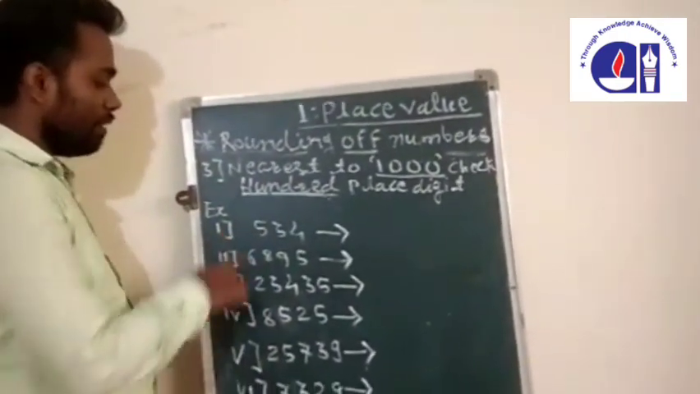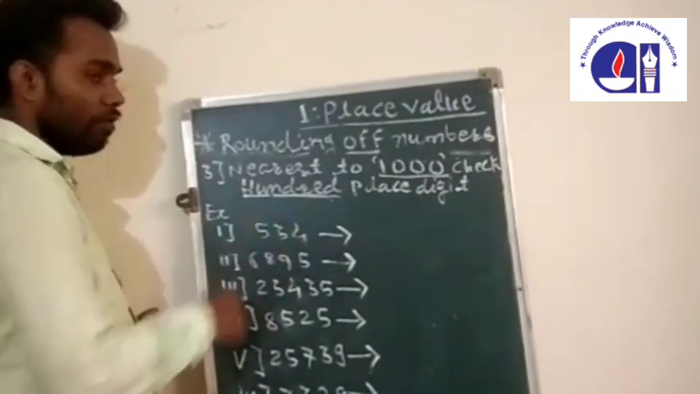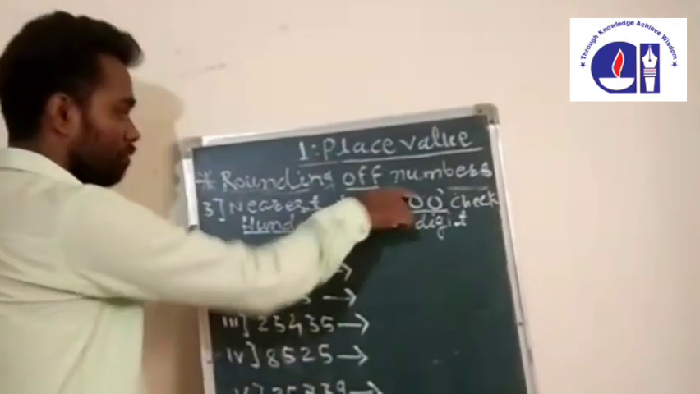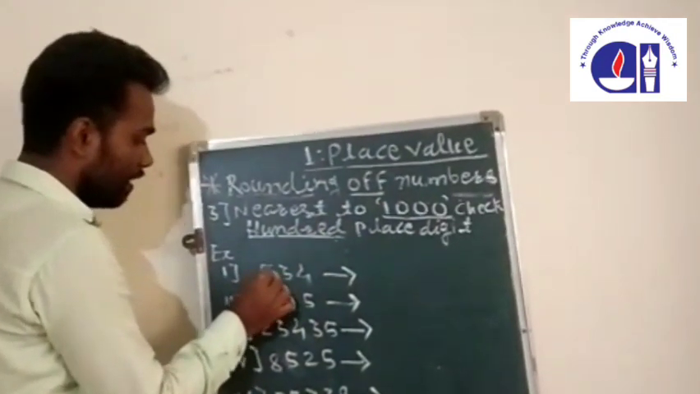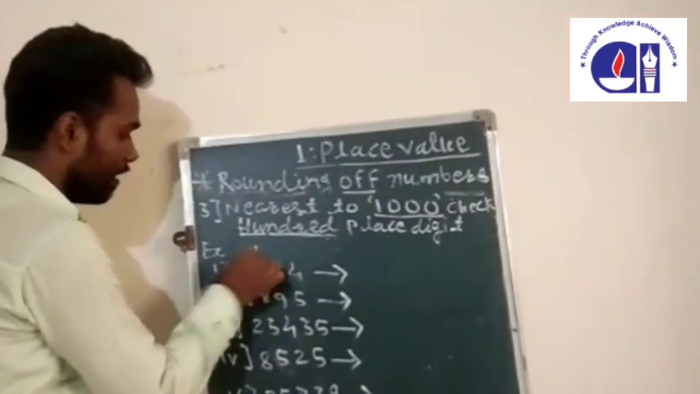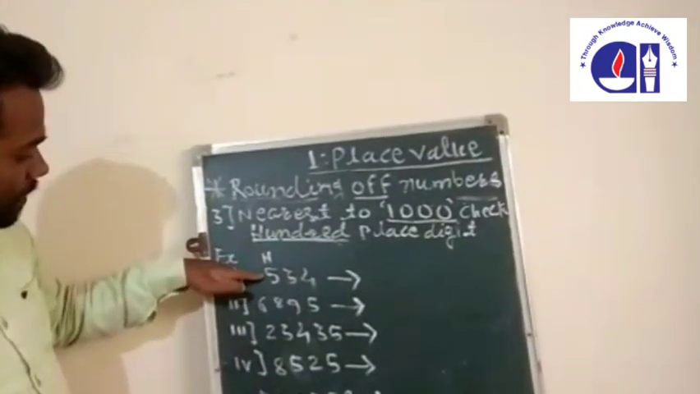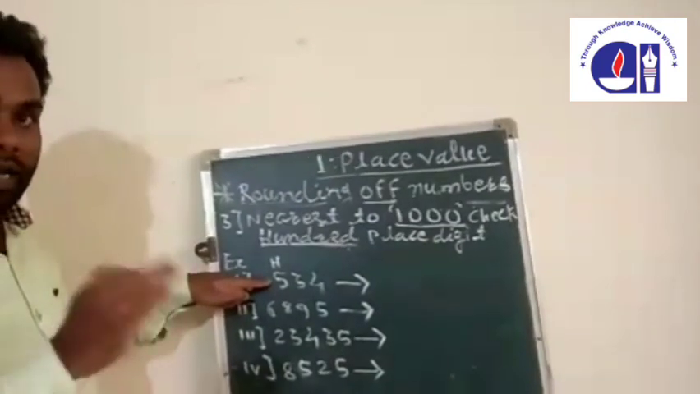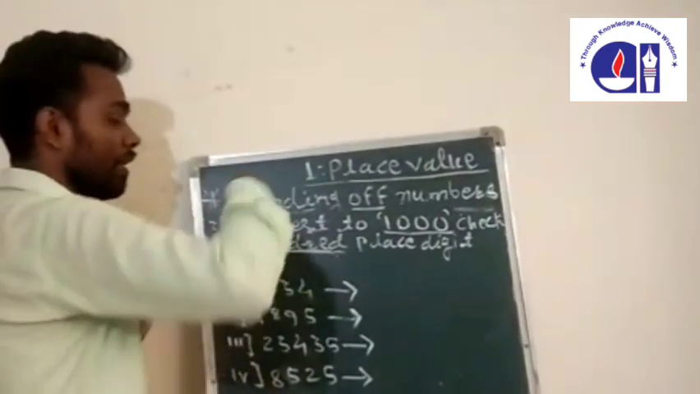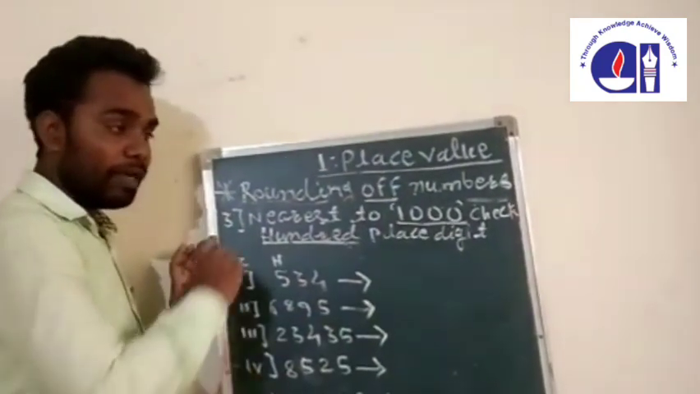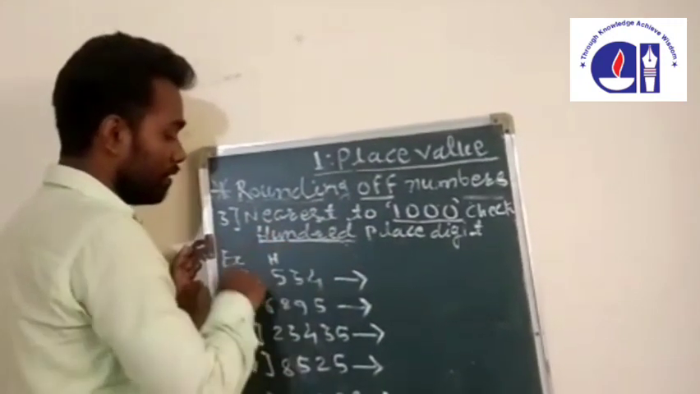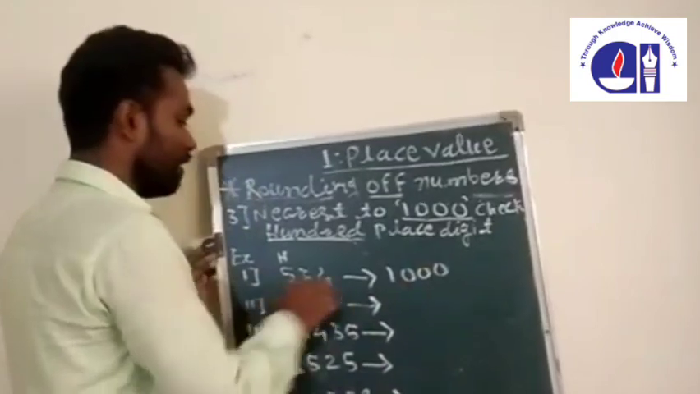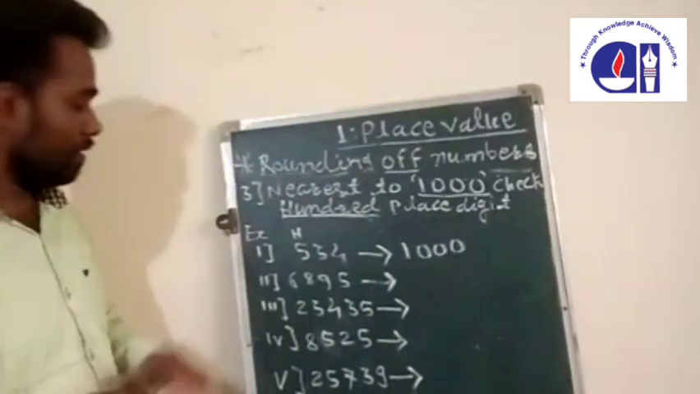The first example, the given number is 534. We have to round to the nearest 1000, so we check the 100 place: ones, tens, hundreds. This is the 100 place digit, and it is 5 or more, so we round to the next 1000. The next 1000 after 500 is 1000. So this 534 is nearest to 1000.